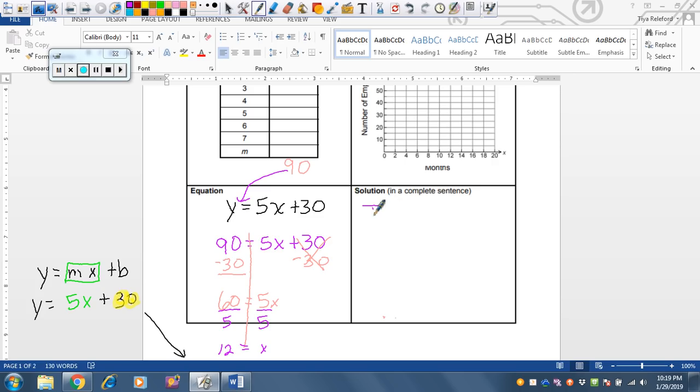So, in a complete sentence, it will take the store, how many months did we say? 12 months to triple its workforce, or triple its number of employees if you don't like the word workforce. But it's going to take 12 months. Glad we didn't have to make a table all the way to 12.